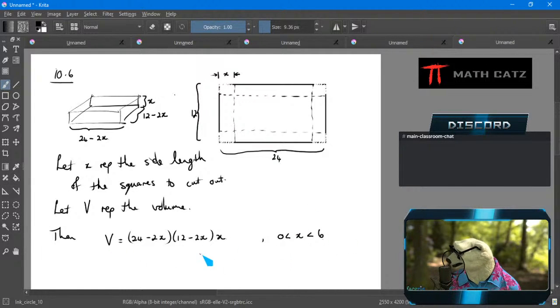The function itself is a polynomial. It doesn't care what x is. It'll always have a value. But practically speaking, I have this extra restriction that I need to keep in mind at the end when I try and find my optimal solution.